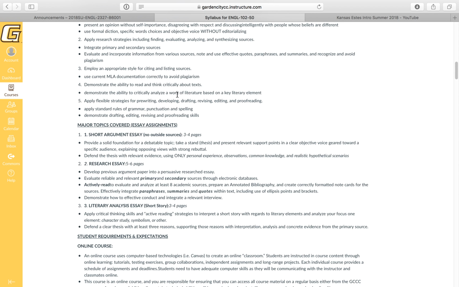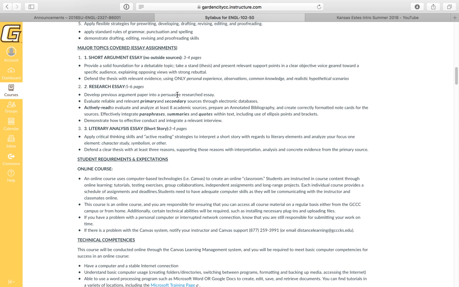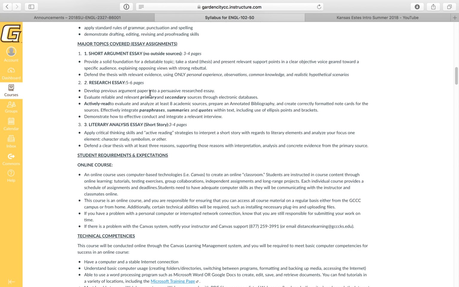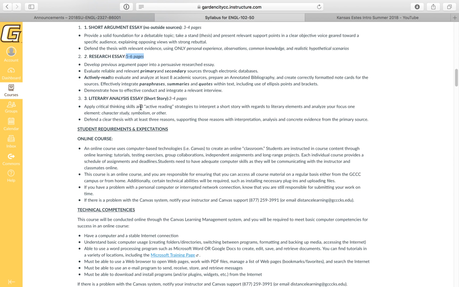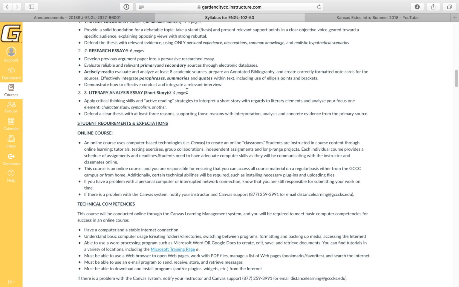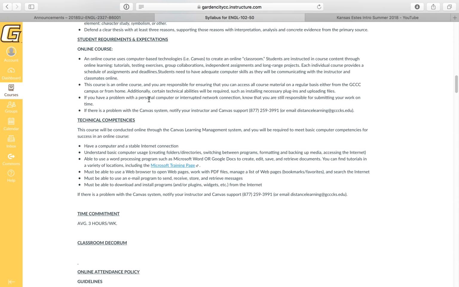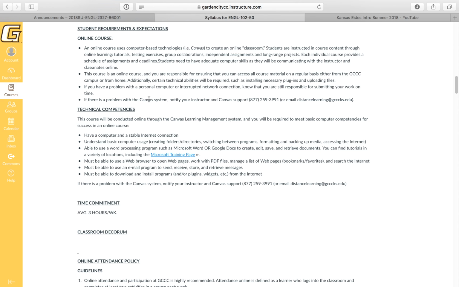writing towards particular audiences. So you guys are going to have 3 major essay assignments for this class. You'll have a short argument essay where you don't do any research. That's 3 to 4 pages. Then you'll actually expand on the same topic with research and an interview, and a second essay which is 5 to 6 pages, and then a third essay at the end is actually 3 to 4 pages. It's a literary analysis essay over a short story chosen by the college.